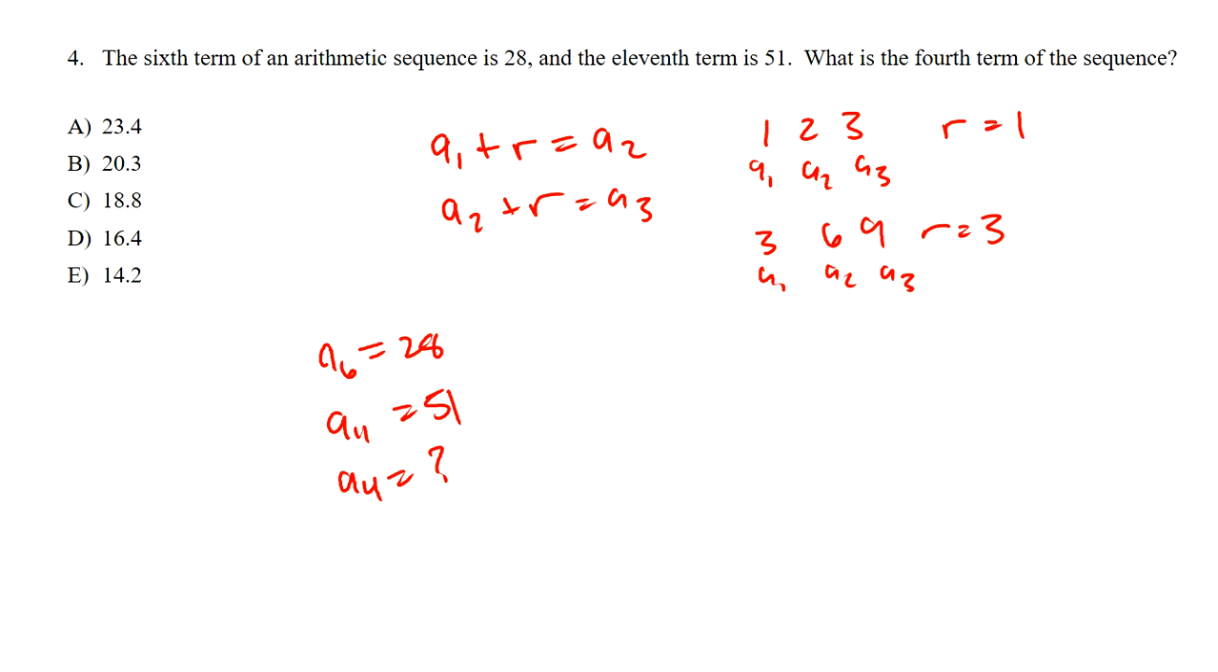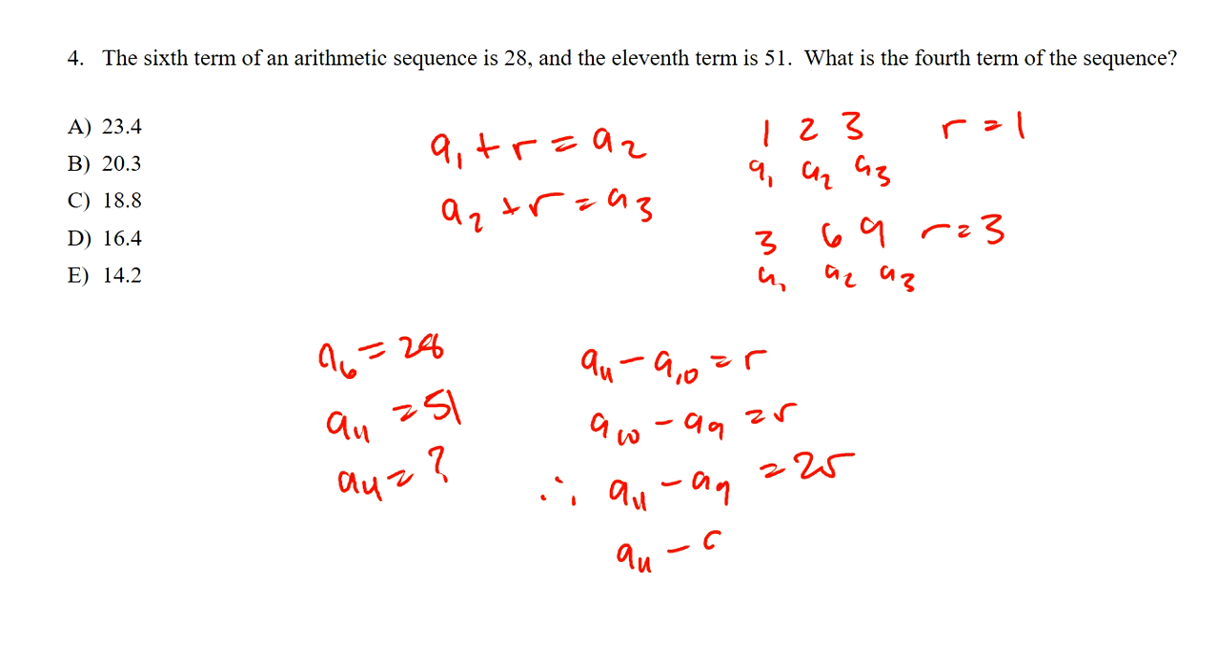Well, we can say that a11 minus a10 equals r, right? And a10 minus a9 equals r. So by that logic, we can say that a11 minus a9 is equal to 2r. And now we're going to take this and stretch it all the way back to a6. So we can say a11 minus a6 is going to equal 5r, right? Because you take r, you add it once to a6 and you get a7, and then a8, a9, a10, a11.